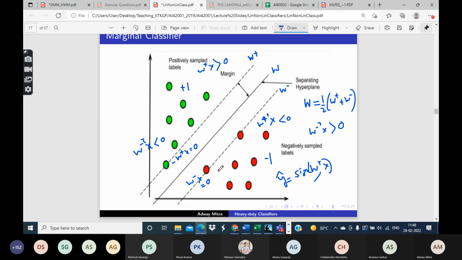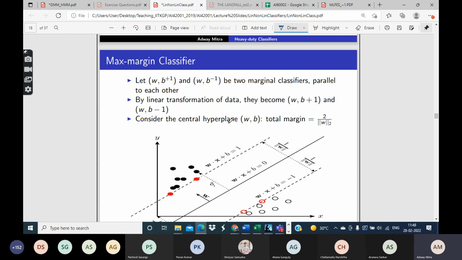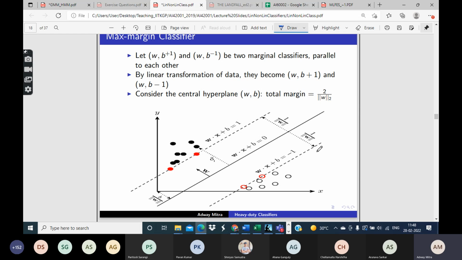Now, what we can do is, again, the b's you can just ignore because we have decided to incorporate the b's inside the w's. Just forget this.